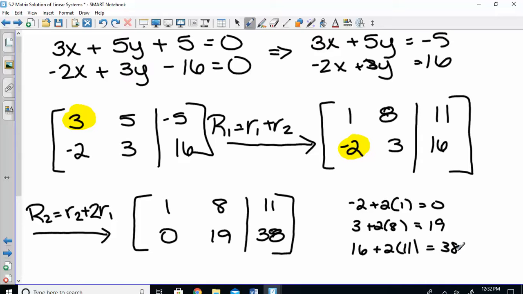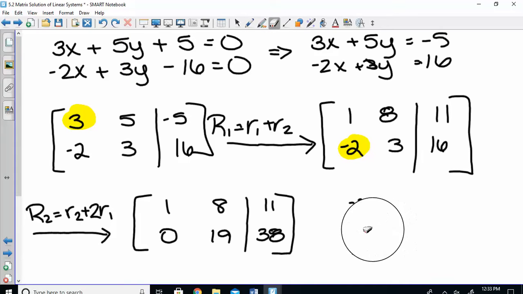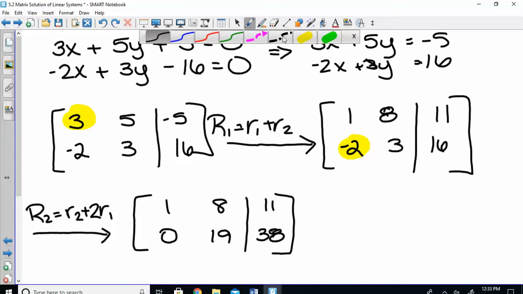You can also write out the rows, take the first row times 2, write the other row underneath it, and add them together. So the work is kind of up to you, what you need to see. You guys okay with that? How's that looking? Good. So column 1 is good. We got the 1, then we got the 0.